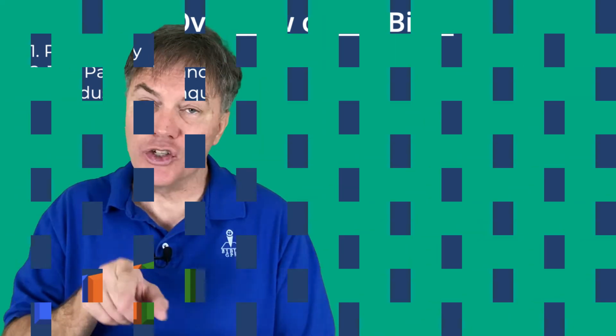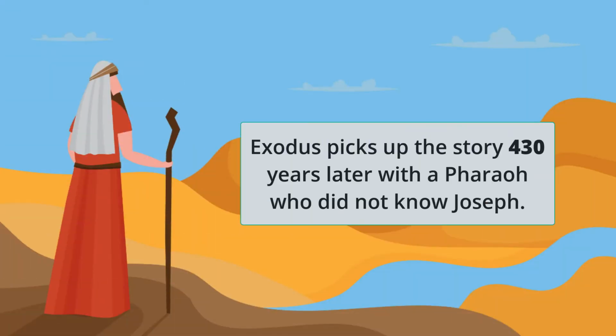So as I've said, Genesis ends with Joseph and his family in Egypt, and then Exodus picks up the story 430 years later. So the time difference between the last book of Genesis and the first book of Exodus is 430 years. Because when you read the first book of Exodus, it says there is a new Pharaoh and he didn't know about Joseph, because it's 430 years later. And now they are slaves working 7 days a week.